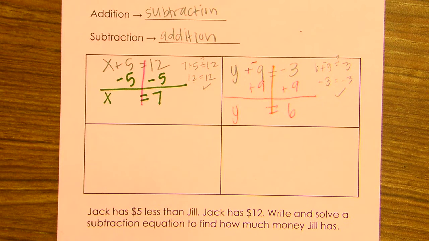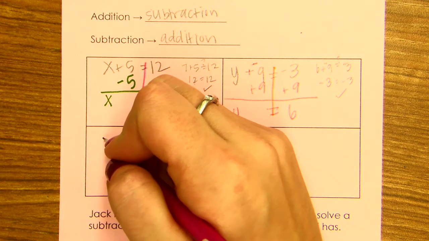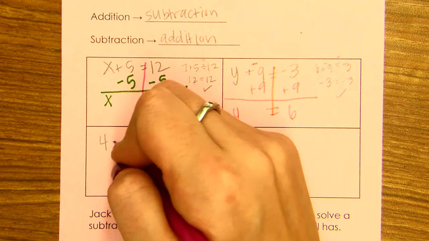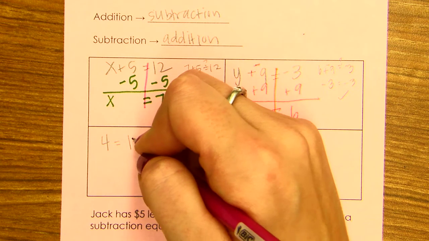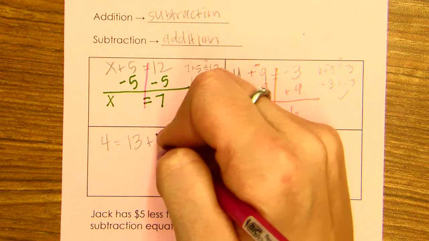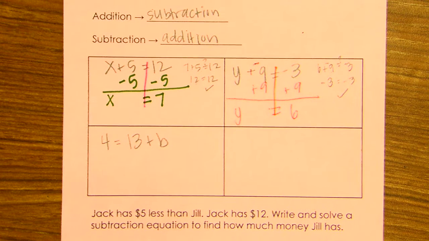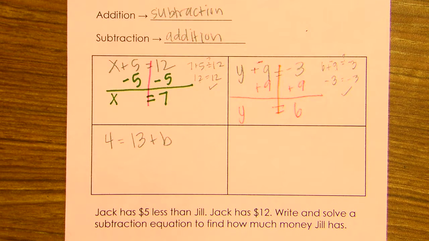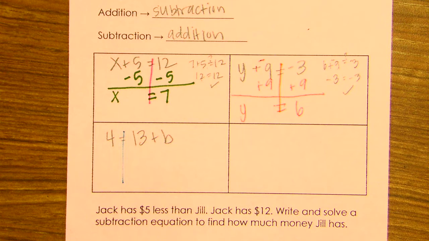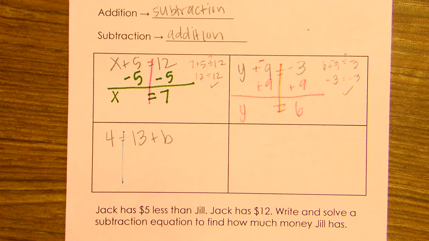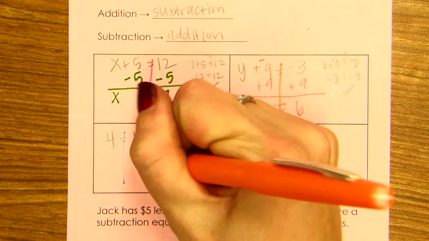Okay, for the third example, let's do 4 equals 13 plus b. So I'll start with my line down the equal sign. Remember, my goal is to get the variable by itself. So I'm going to do the opposite of what's being done to the b. And what's being done to the b is they're adding 13. So I'm going to subtract 13 from this side and this side.